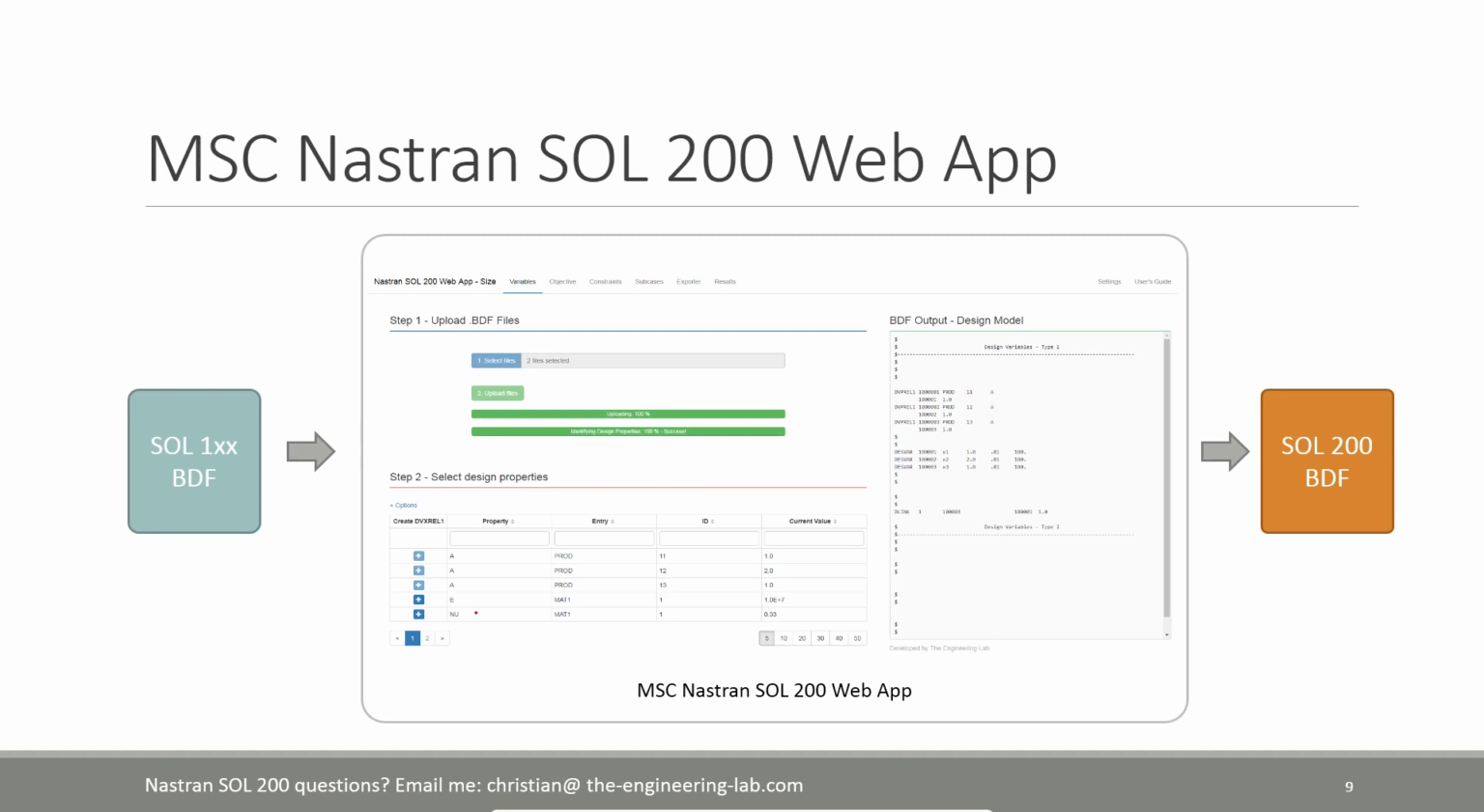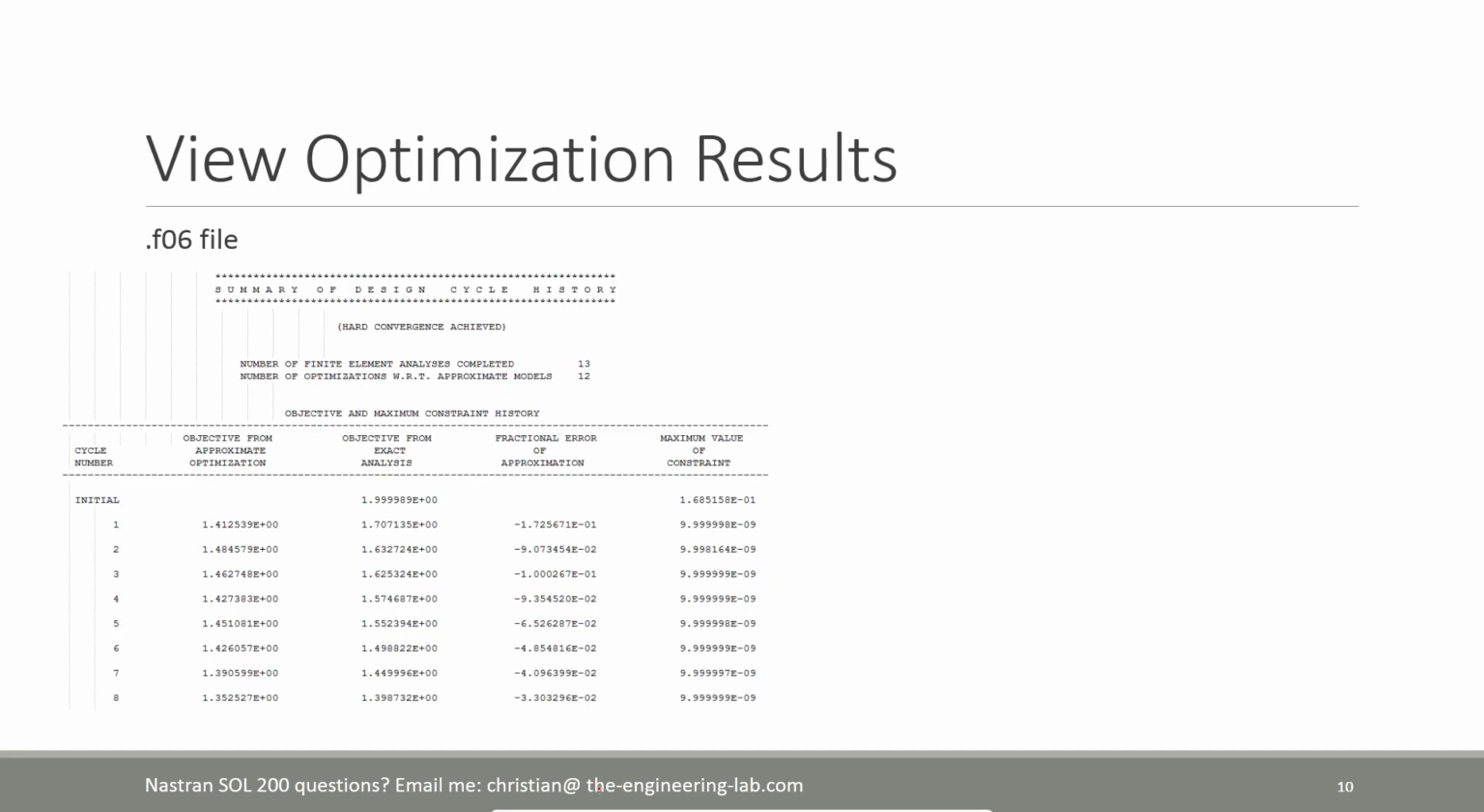So we are going to be using the Nastran Solution 200 web app. This web app allows you to take an existing 100 series BDF file and convert it to Solution 200. Solution 200 is the optimization solution sequence in MSC Nastran. If you want access to this web app, you can email me at this address and I will work with you to get that access.